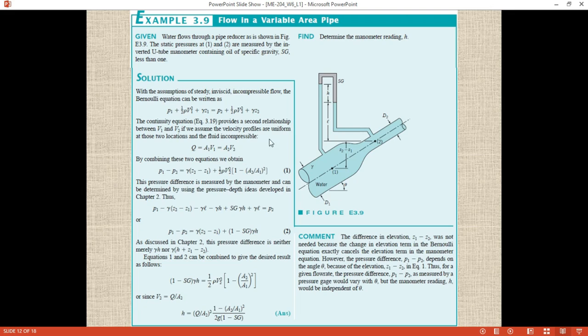So we are now applying the Bernoulli equation. This is the center line or the reference plane. This point is z1 minus z2 below point 2. Now apply the Bernoulli equation at point 1 and point 2. This is the Bernoulli equation. Now we separate P1 and P2, because we have to equate P1 and P2 with the height of the column, so we separate them in this form.